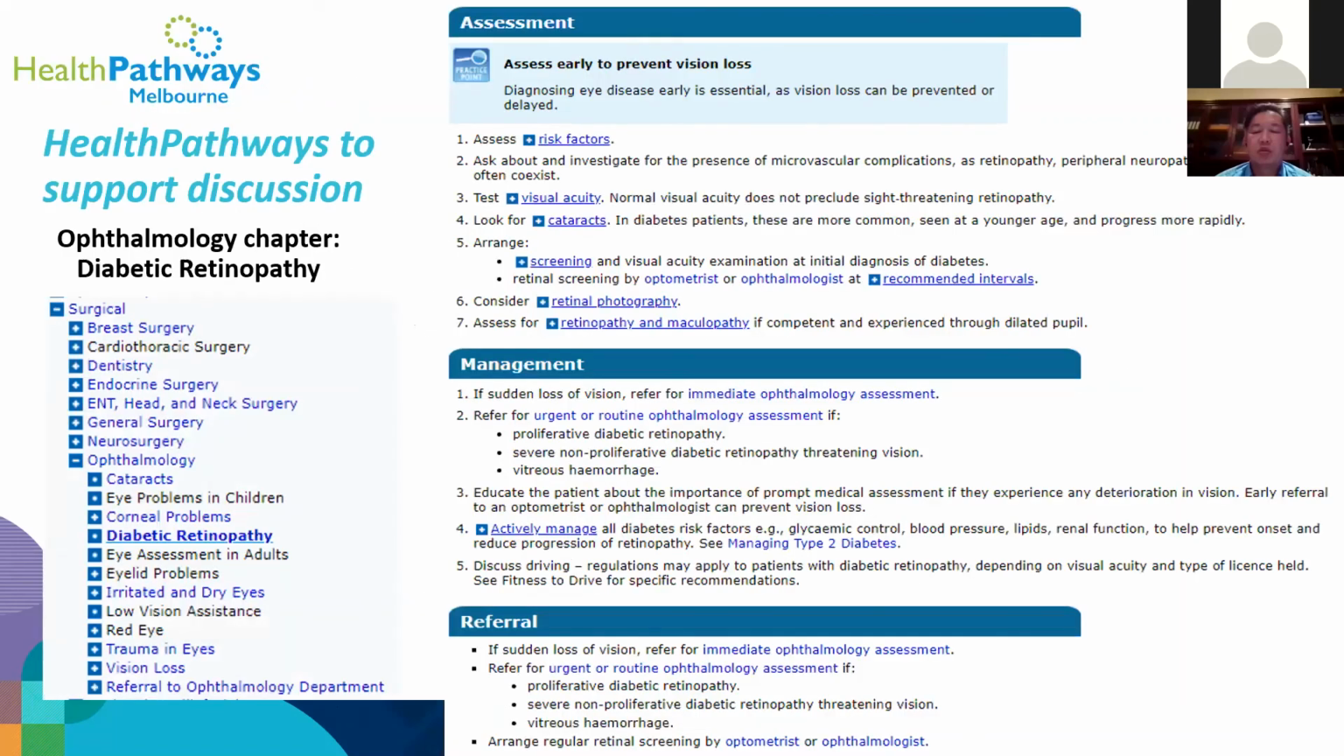So if we go back to the HealthPathways Melbourne, you go down, you click on ophthalmology, you click on diabetic retinopathy, and it's pretty good. You've got a checklist of all the things that you need to look at: risk factors, checking the visual acuity, looking for cataracts, and retinal screening and photography, and so on and so forth. And depending on what you find, you may observe them. They may be referred for ongoing treatment. So it's like a little checklist as such.